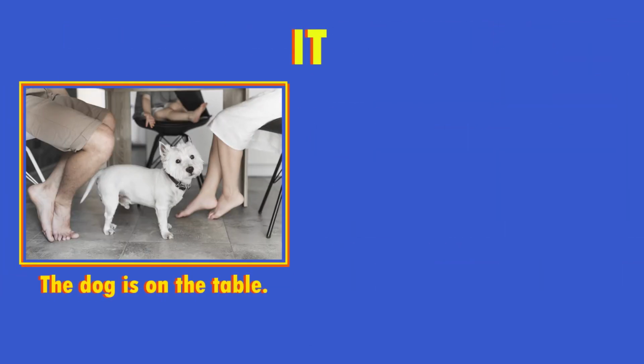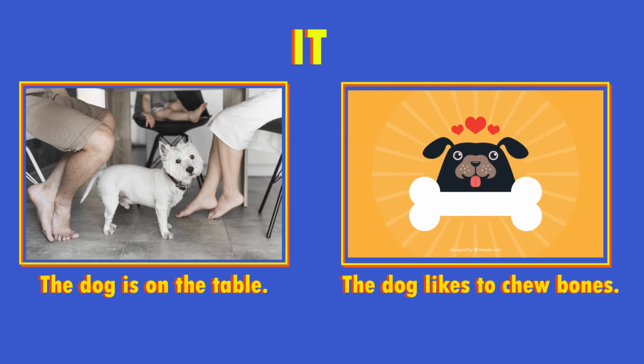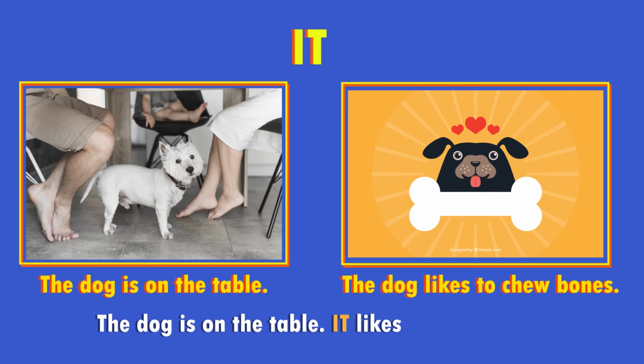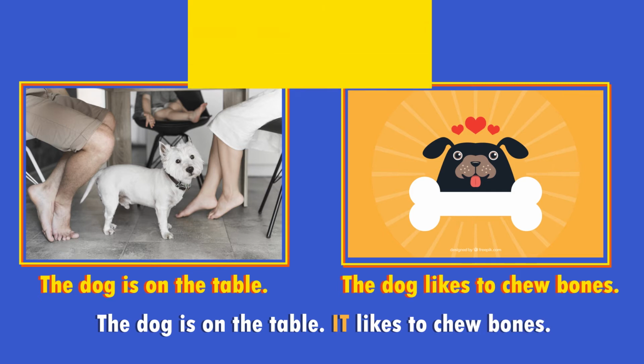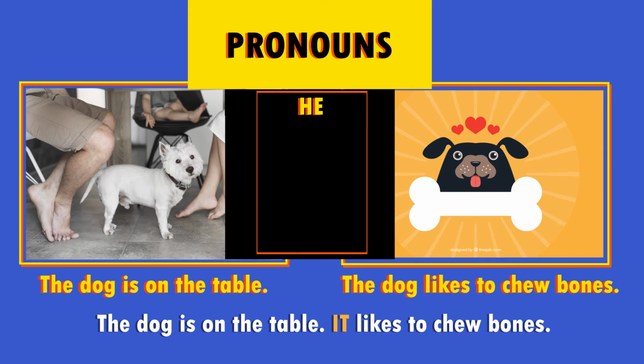Let's see another sentence. The dog is under the table. The dog likes to chew bones. In this sentence, we can again replace the word dog with it. The dog is under the table. It likes to chew bones. So the pronouns that we are going to introduce in grade 1 are he, she, it, you, we, they.